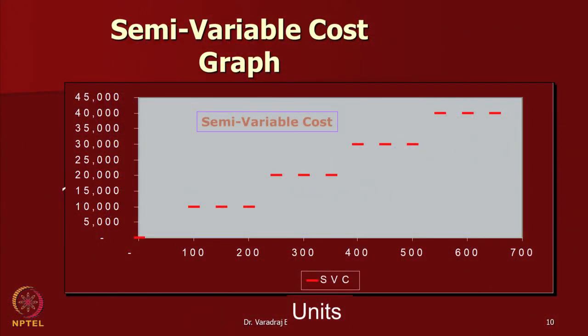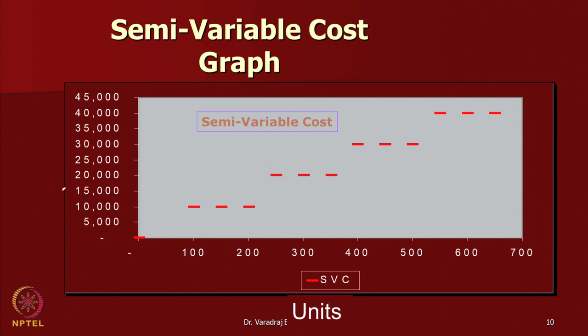Usually semi variable cost is in a step form. Why is it in a step form? Because from 0 to 100, or let us say 200 as per this graph, semi variable costs are at a particular level. Once you cross 200 or 225, suddenly they zoom up. Here you can see that they were at 10,000 from 0 to 200. Beyond 200 they became 20,000. Then they are again flat up to 400.